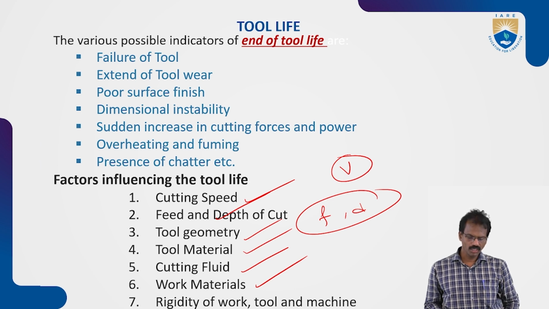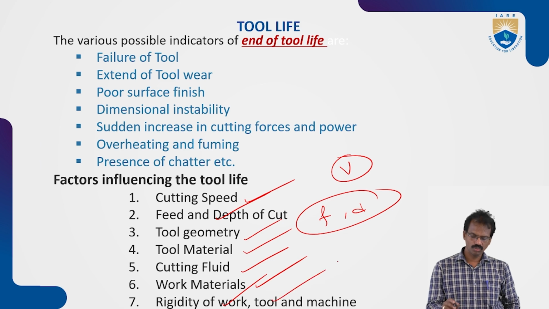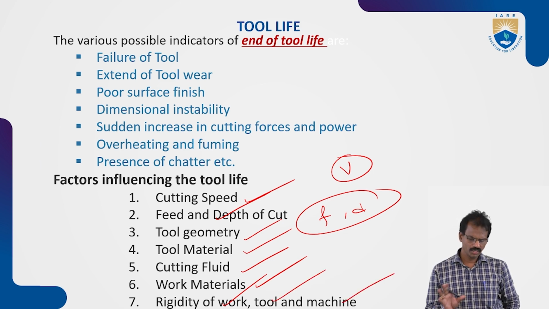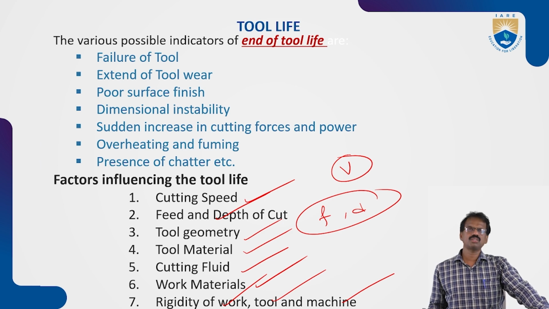Next, rigidity or fixing of the workpiece, tool and machine. These parameters are also very important. If there are any fluctuations or shakings, that leads to increasing the wear of the tool. So these are the very influential parameters which are affecting the tool life.